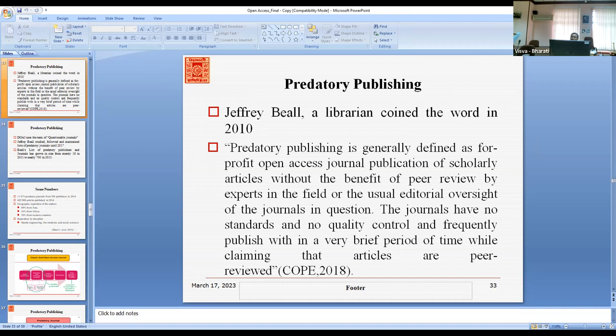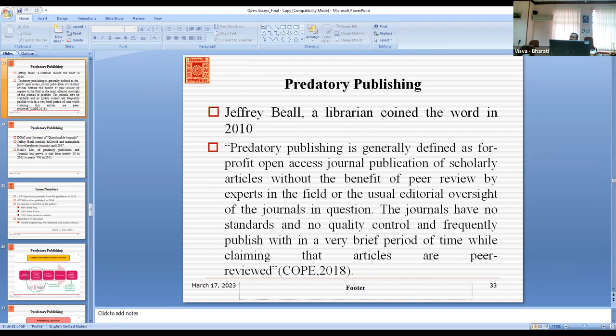So they want to say that the journal is an open access publication of scholarly work, published by different types of predatory publishers also for their profit making purpose. They do not follow the standard publishing procedure that is required for a standard publication. The journal has no standard quality. They do not maintain the quality of the journal, and they want to publish very frequently within a short time because they want to earn money.